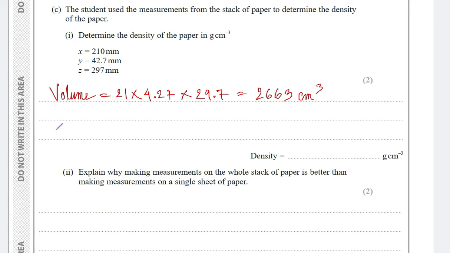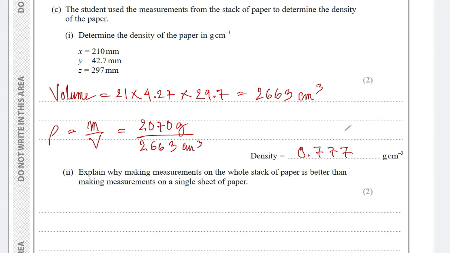Now you recall the equation for density. Density equals mass by volume. Of course, you have to convert the mass to gram. So the value was 2.070 times 1000 gets you 2070 gram divided by 2663 cm cube. And the value that you get is 0.777 has to be correct to 3SF.